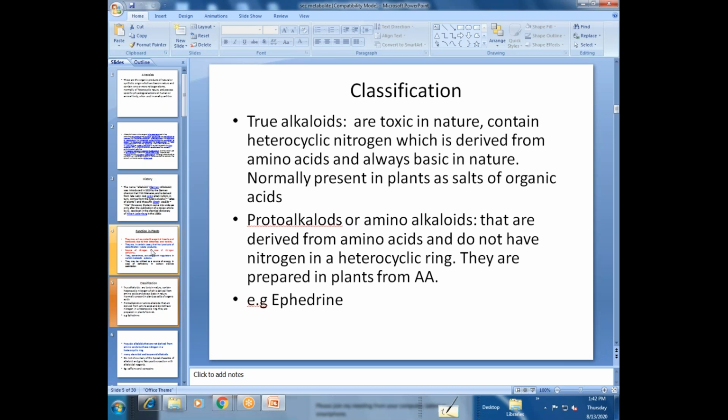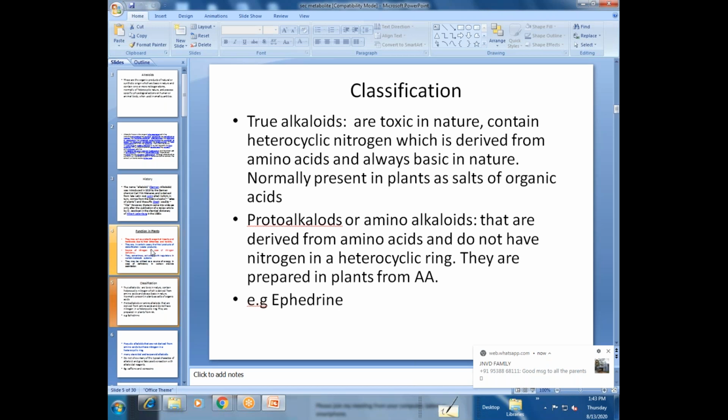It contains a heterocyclic nitrogen and is derived from amino acids. Derived from amino acids means in the biosynthetic pathway, different amino acids are the starting material for the synthesis of these alkaloids. They are normally present in plants as salts of organic acids. So true alkaloids are usually present in the plants as salts.